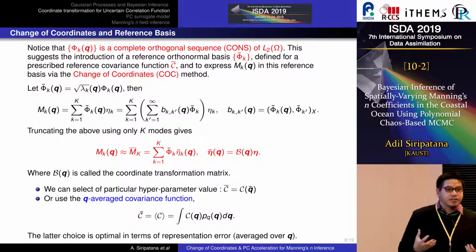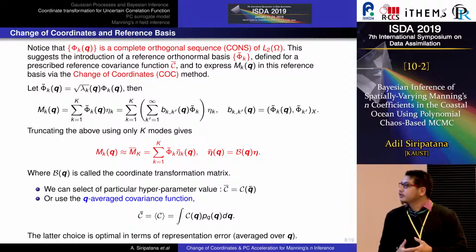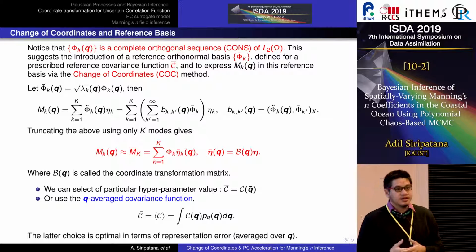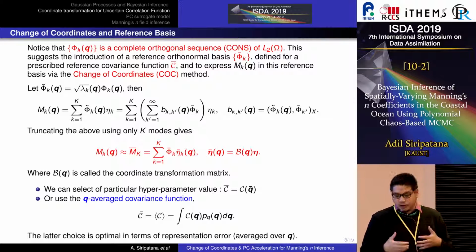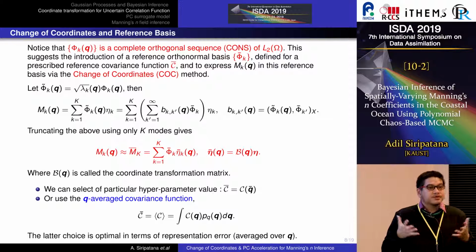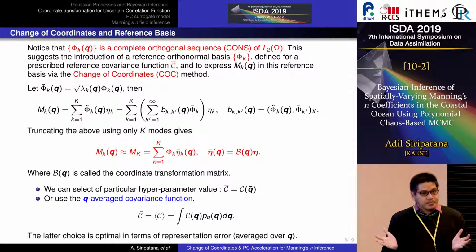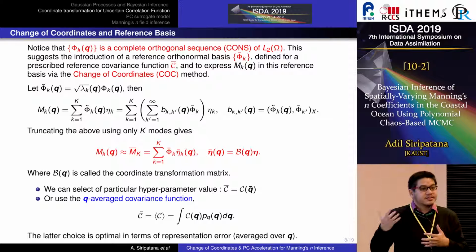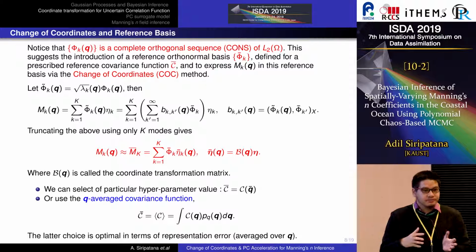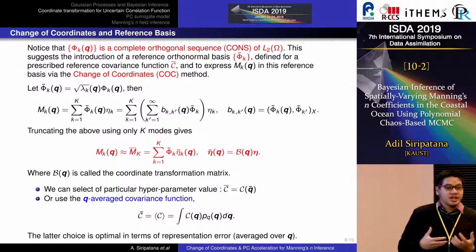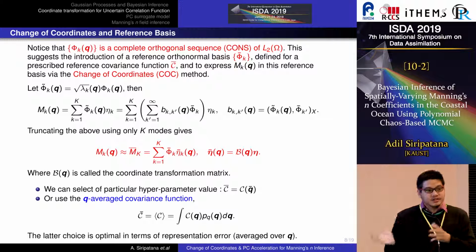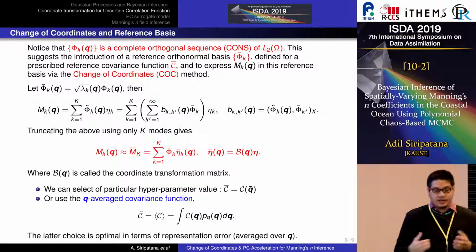So how do we do the coordinate transformation? And what is the reference basis in this case? Notice that psi k, Q, which is an eigenfunction that depends on Q, is a complete orthogonal sequence in L2 space. So it means that in this space, we can represent the Gaussian process with many bases. And we can actually build the reference basis in which we can represent all this process, and we can reuse it. We don't need to change the basis every time we change Q. With this basis, we can do change of coordinates back and forth between one basis and another basis.